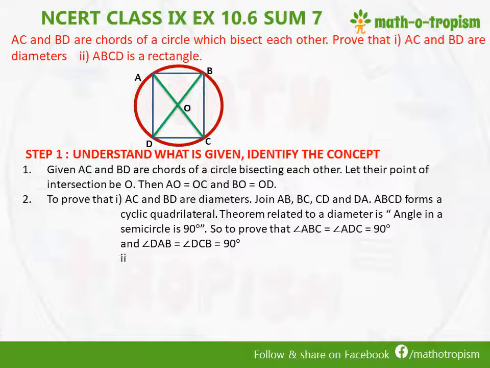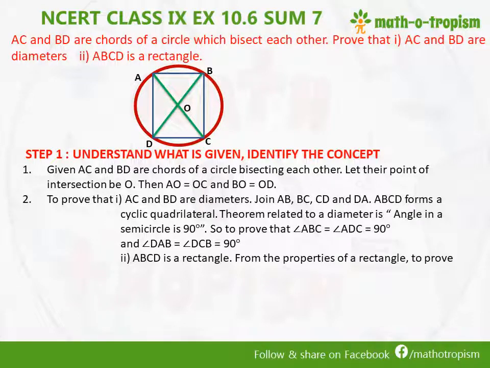We also have to prove that ABCD is a rectangle. From the properties of a rectangle, it means that we need to prove that the opposite sides AB will be equal to DC and BC will be equal to AD, and all the angles in a rectangle are 90 degrees. Next, first we will prove that it is a rectangle.